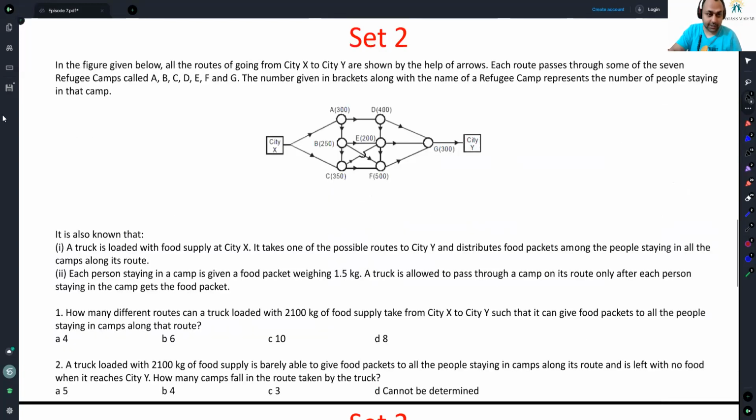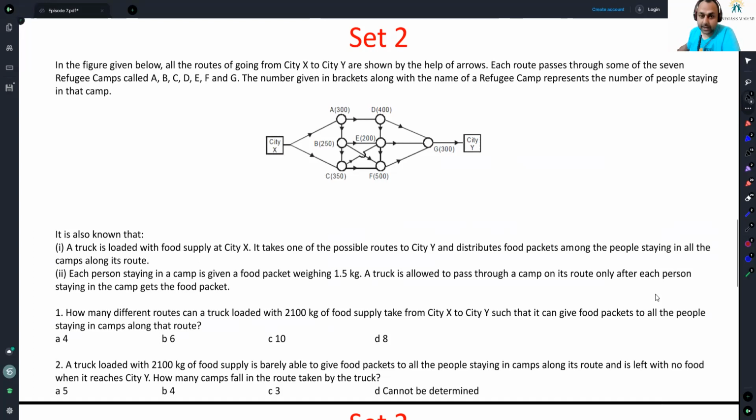Let us get to set 2. In the figure given below, all the routes going from city X to city Y are shown by the help of arrows. Each route passes through some of the 7 refugee camps called A, B, C, D, E, F, and G. The number given in brackets, along with the name of the refugee camp, represents the number of people staying in that camp. Okay.